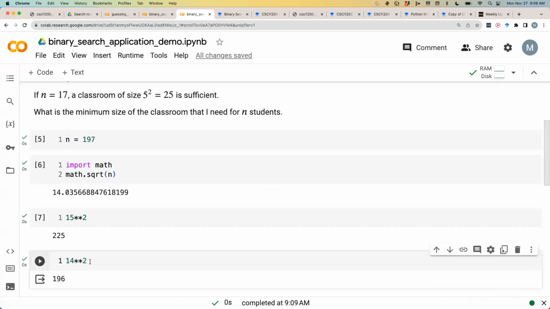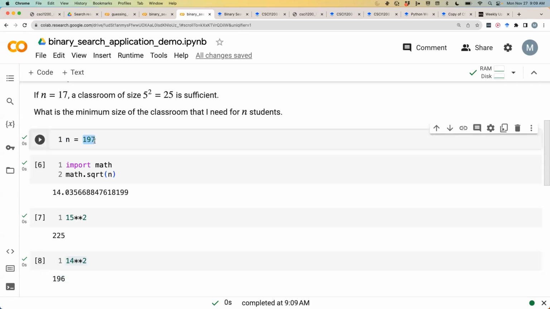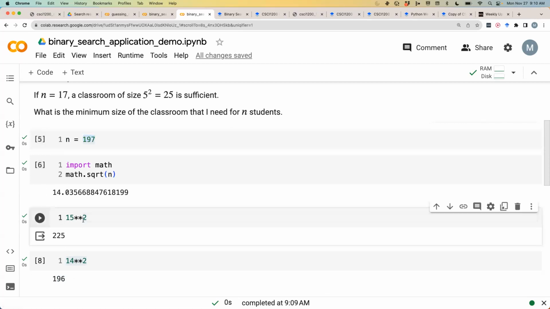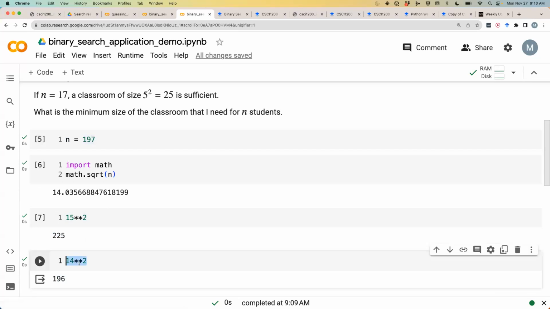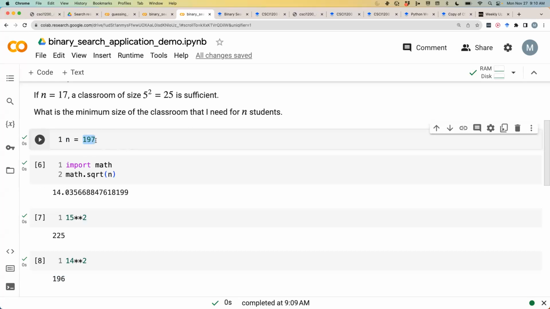So a classroom of length 14 can accommodate 14 squared students, which is 196 students only. It cannot accommodate 197 students, so one of the students will have no seat. So the minimum length of the classroom that I need will be 15, because 15 squared gives me 225, enough to cover 197 students. It can't be 14, because 14 squared is 196, which is less than 197, which means there will be one student who doesn't have a seat.